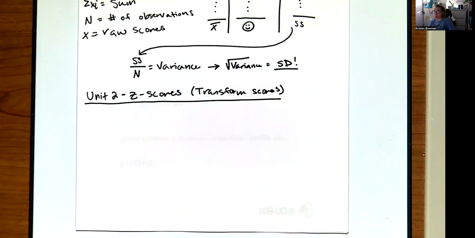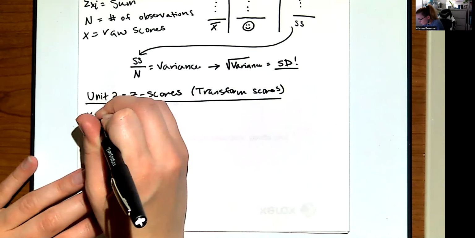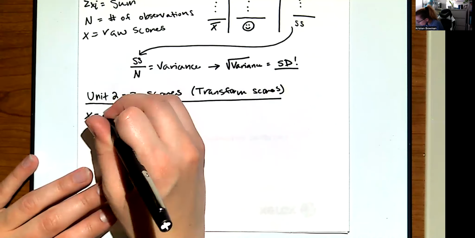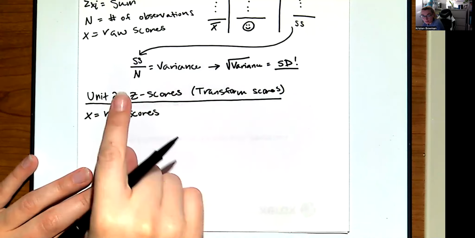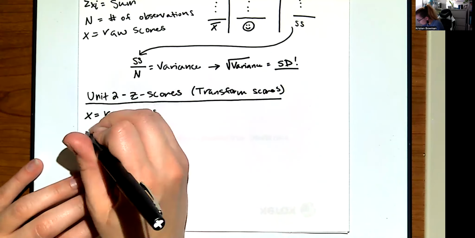All righty, well, I'm going to do what I always do. And I'm first going to write the pieces of information that we need. So we're going to need X by itself. And if you'll remember, X equals raw scores. We did just write that up here. So if you don't want to write it again, you don't have to, but I'm writing it again.